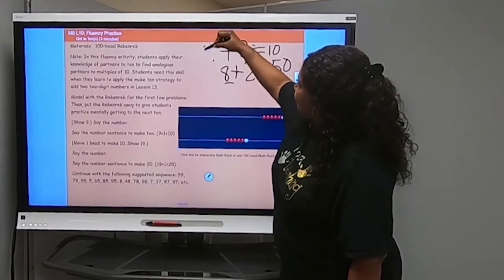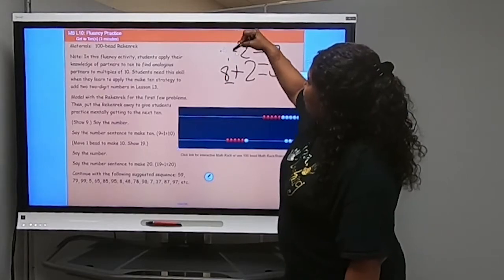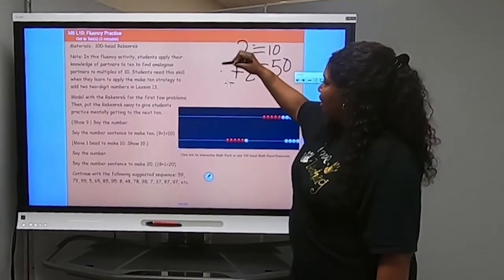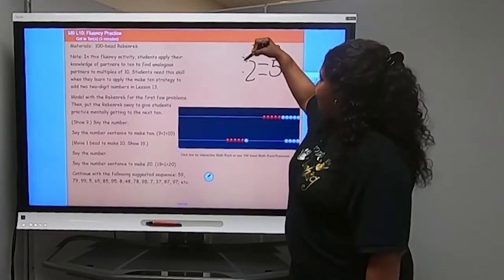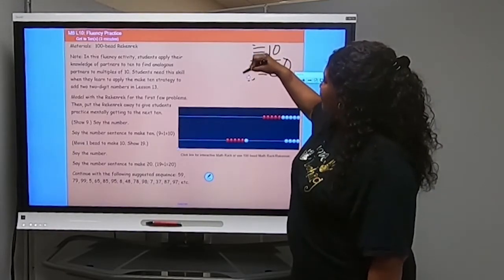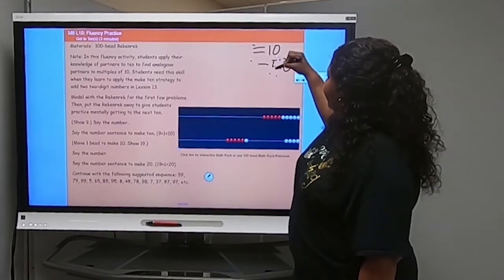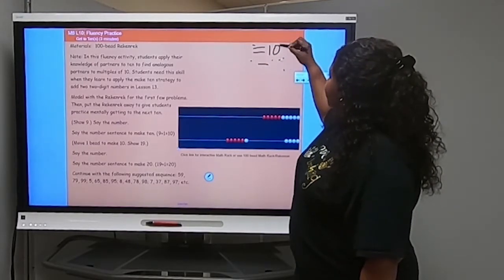Let's try another number at the end, okay? So going back through, we know that 9 needs 1 to become 10. 5, sorry, 5 needs 5 to become 10. 8 needs 2 to become 10. Let's see what this number needs to become 10.